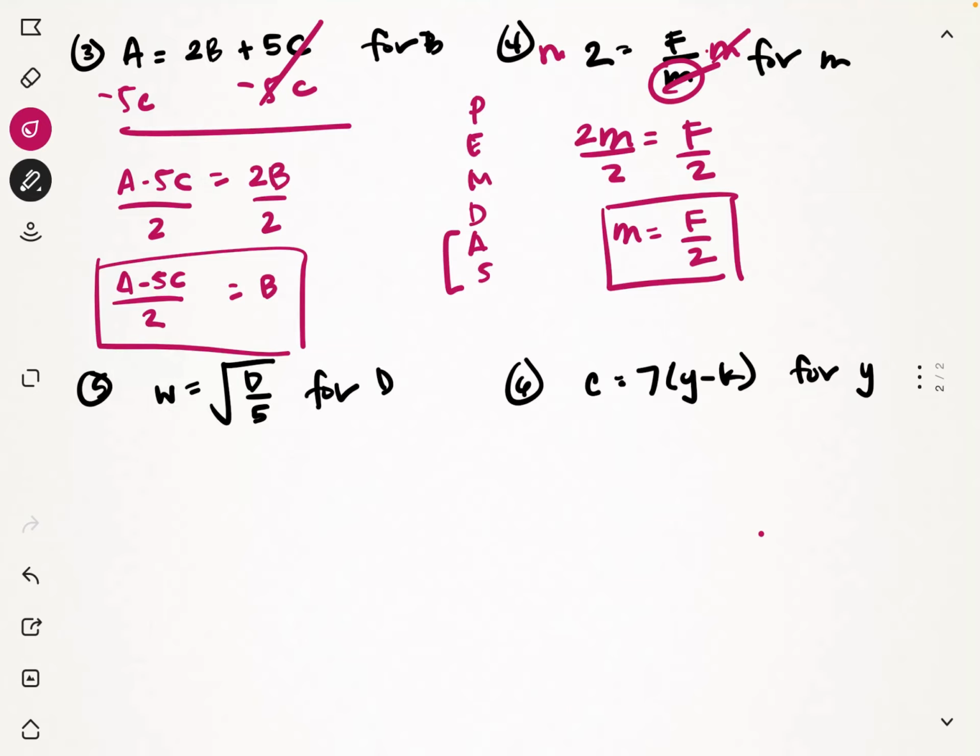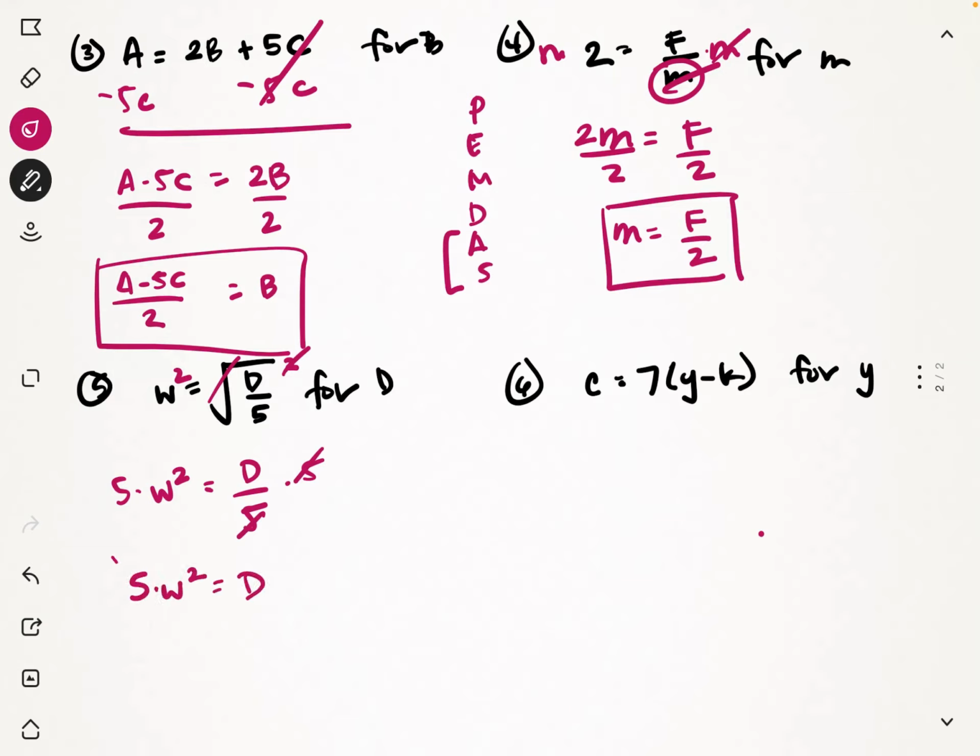Okay, on to number 5. So we have w equals square root of d divided by 5. So what we're going to do here first is, because we can't get into our radical, because it's acting as a grouping, we're going to take care of our radical with a square. Right, so we have w squared equals, and then the square and the square root cancel out. So we have d over 5. And then now to undo our division, we're going to multiply by 5. So 5 times w squared equals d.